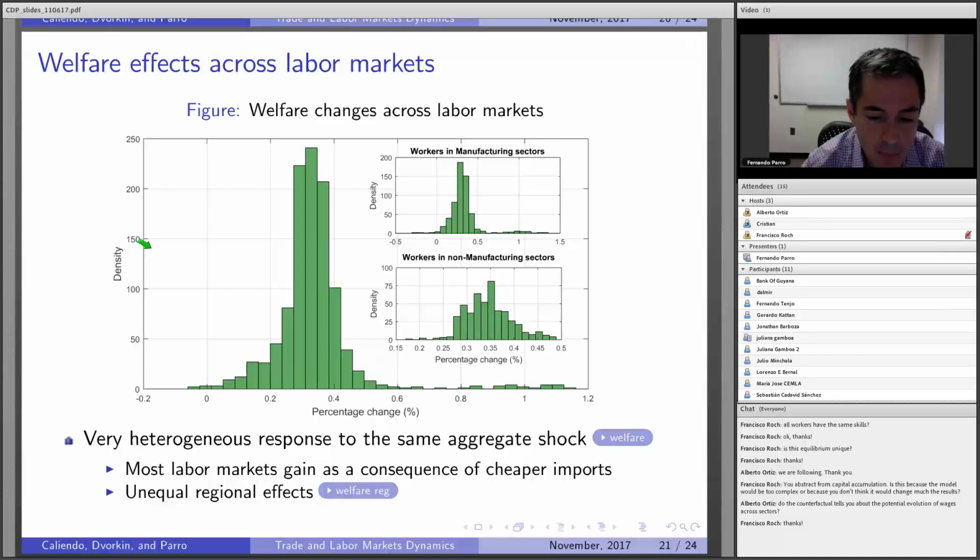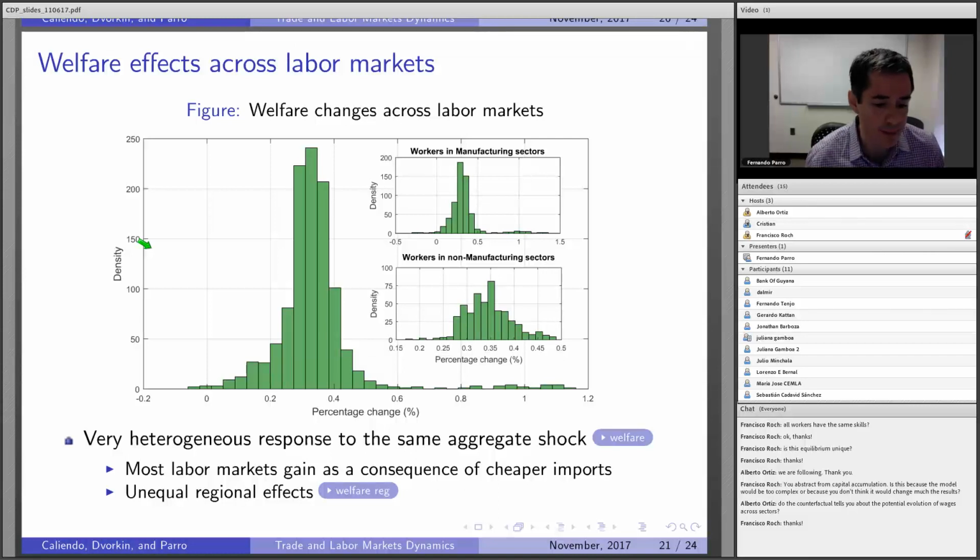And a couple of interesting results here. At the aggregate level, we find that welfare in the United States as a whole increased by about 0.3% as a consequence of the China shock. Welfare gains, but a lot of heterogeneity. Some labor markets experienced welfare losses as a consequence of the China shock, while other labor markets experienced large welfare gains. So overall, again, who are the largest winners from the China shock?